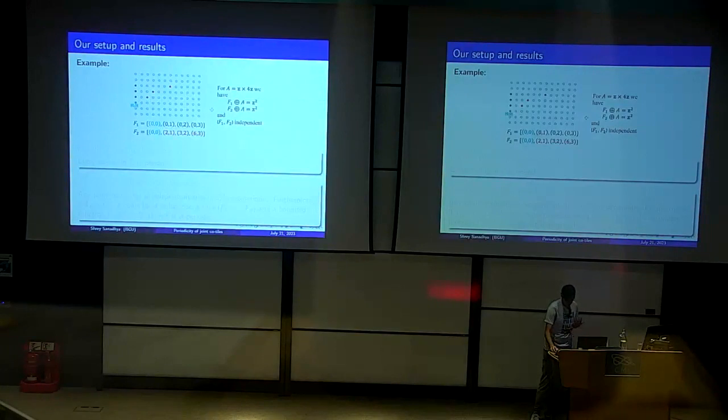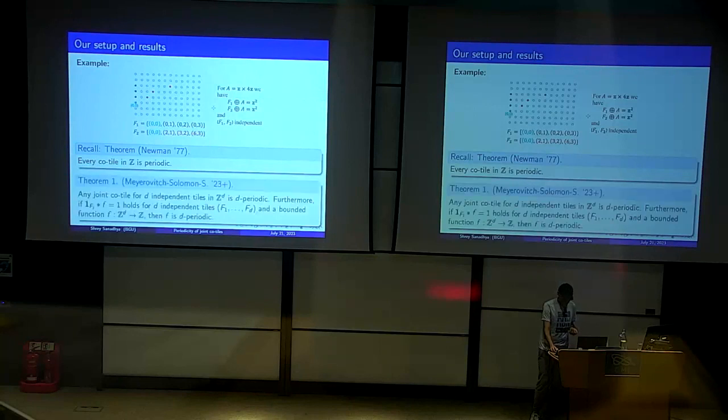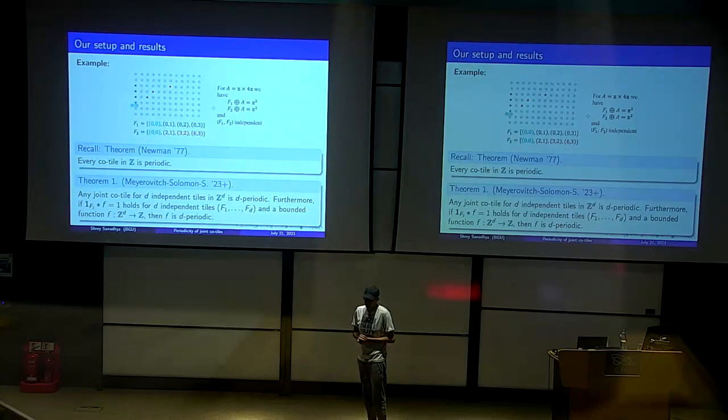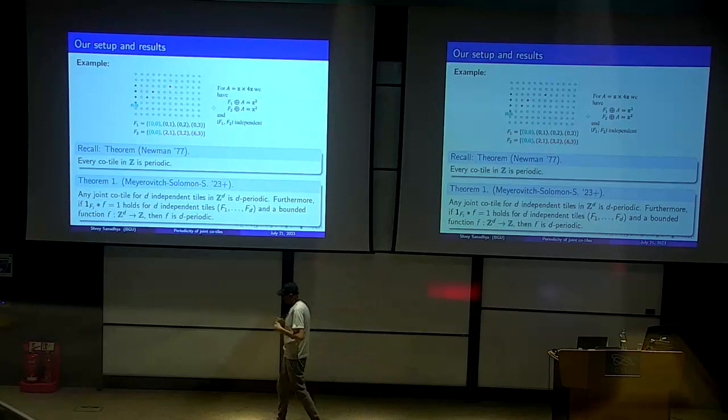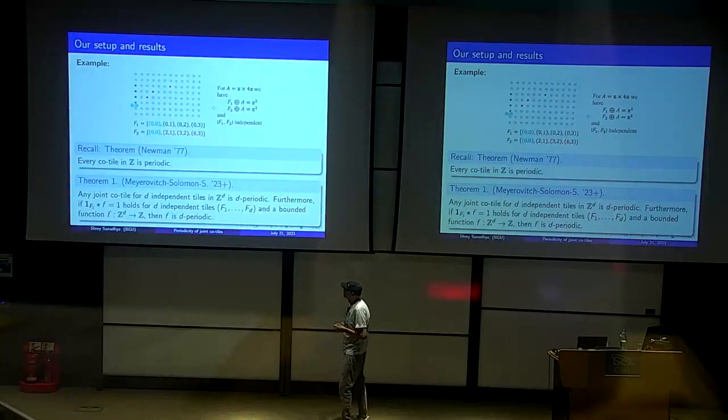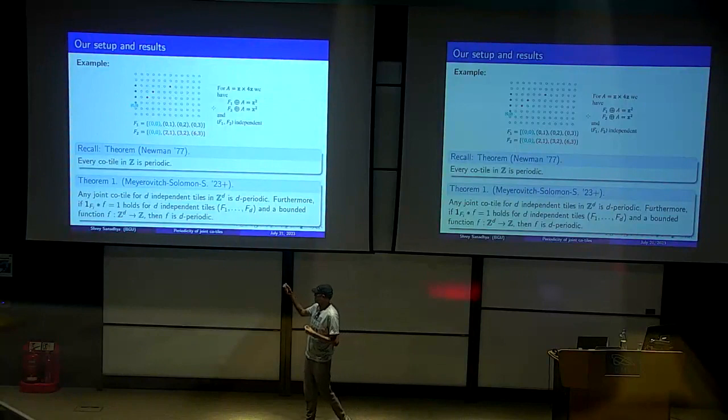So with this definition, I first recall the theorem of Newman. Newman proved that every cotile of Z is periodic. And here's our result, that any joint cotile of D independent tiles is D periodic. Furthermore, you can also do this for functional cotiles. If F is a bounded function, and F is a joint cotile for D independent tiles, then it is D periodic.